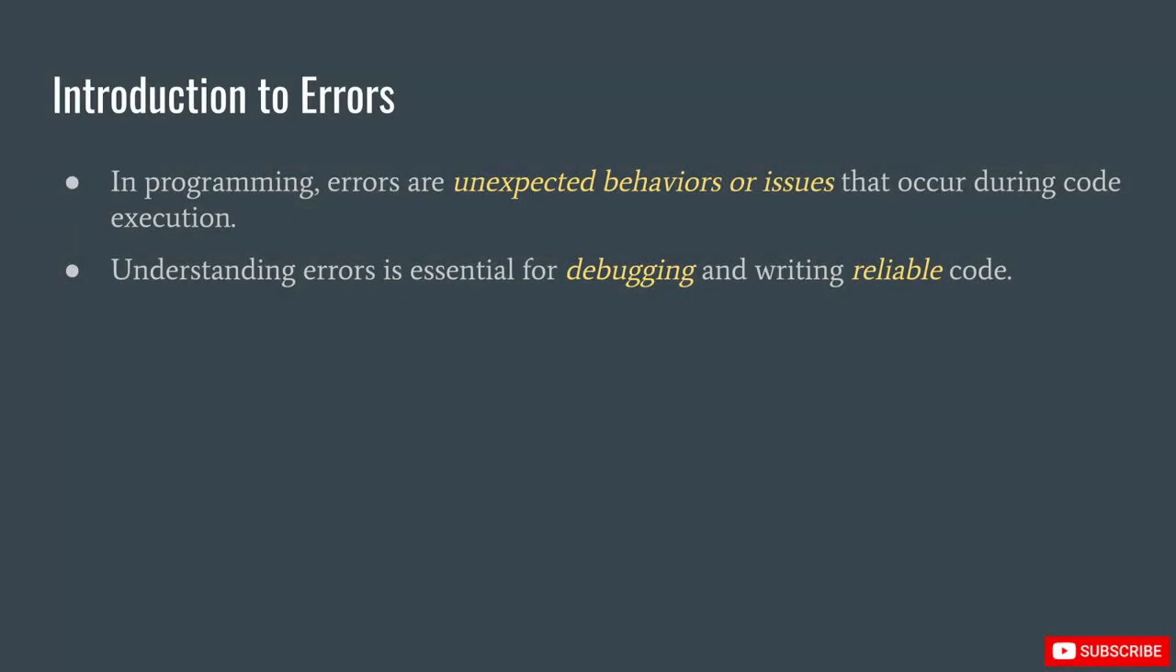Errors refer to unexpected behaviors or issues in your code. Errors can either prevent code from running or occur while the code is running. Understanding and handling errors is crucial for debugging and ensuring your code works as expected.